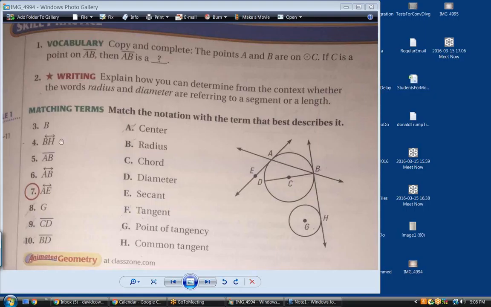What is BH? BH is a common tangent. Yeah, it's a tangent to circle C, and it's also tangent to circle G. So of these answers here, it's the common tangent to both circles. It could also be F. It's obviously a tangent to circle C or circle G, but if they want a one-to-one matchup here. Okay, what is AB?